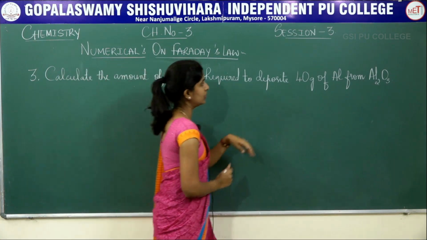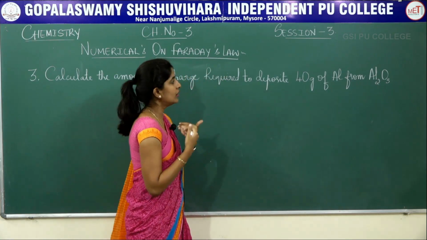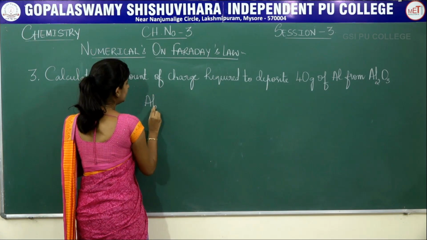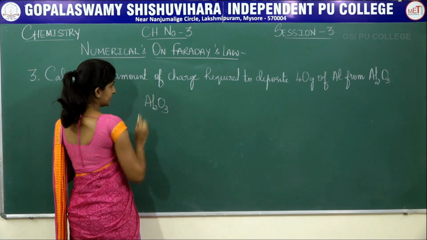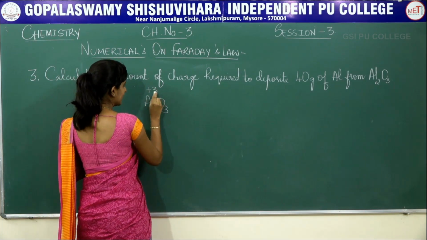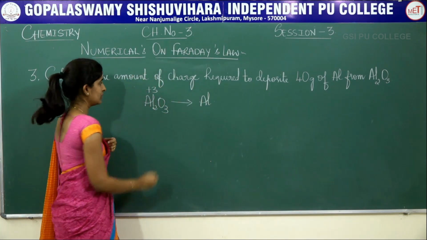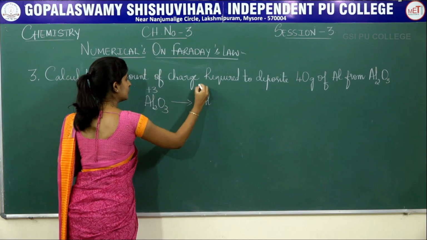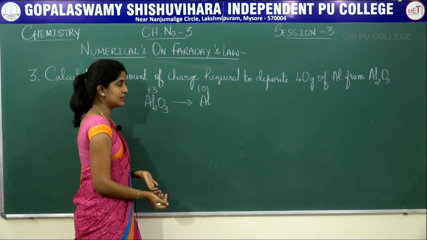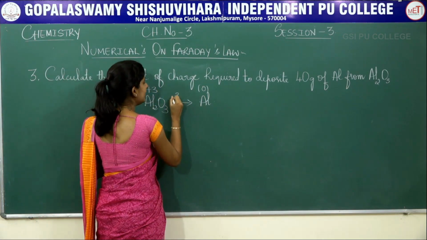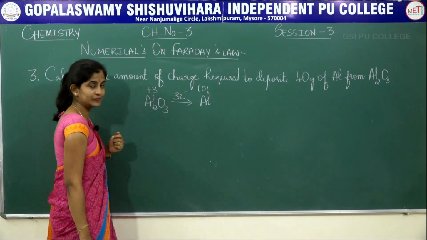First, let us see what is the transformation, what is the reduction happening. You can observe here it is from Al2O3, what is the oxidation state here? It is +3 to Al, so +3 to 0. So how many moles of electrons is required? We have discussed in the first example itself, it is 3 moles of electrons.